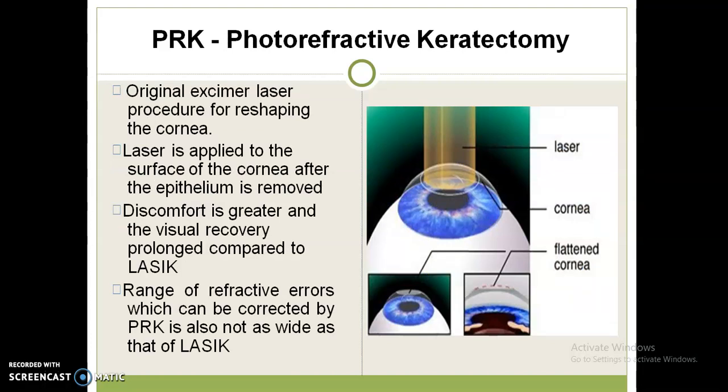Then photorefractive keratectomy, the original excimer laser procedure for reshaping the cornea. The laser is applied to the surface of the cornea after the epithelium is removed, and the discomfort is greater and the visual recovery prolonged compared to LASIK. The range of refractive errors which can be corrected by PRK, or photorefractive keratectomy, is also not as wide as that of LASIK. Means minor errors will be corrected and not the major ones.